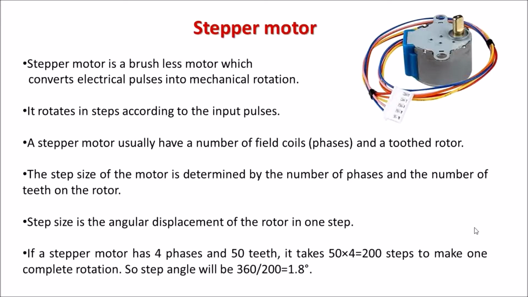Generally, a stepper motor has 4 phases and 50 teeth. If so, it takes 50 into 4, that is 200 steps, to make one complete rotation. So the step angle will be 360 by 200, that is 1.8 degrees. So we can use this motor for precise rotation angles.